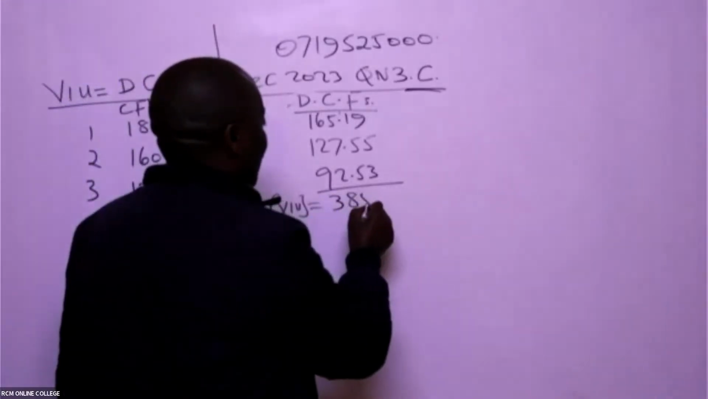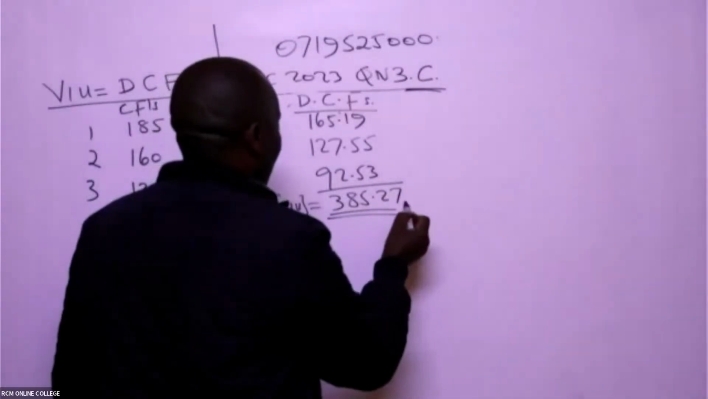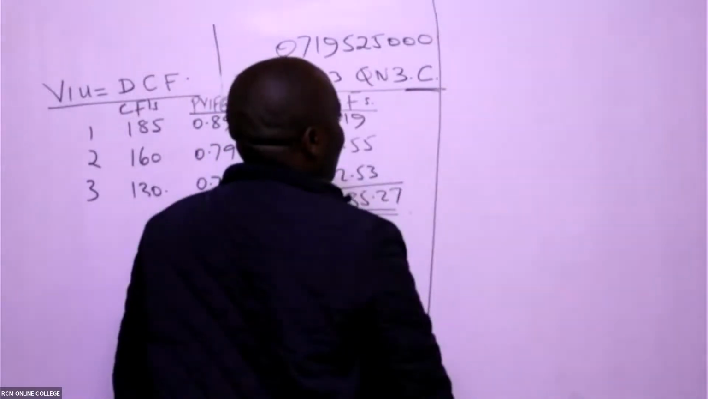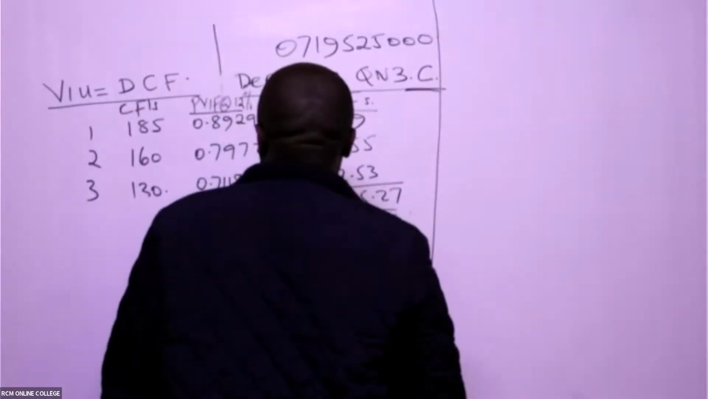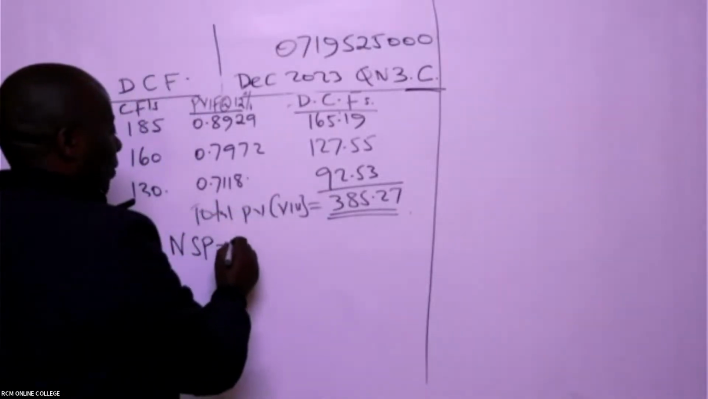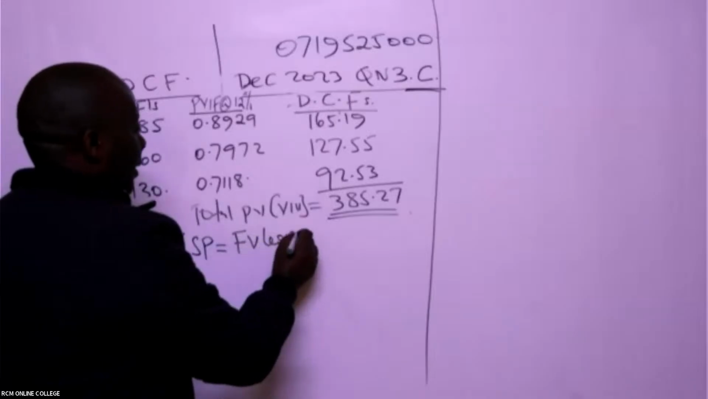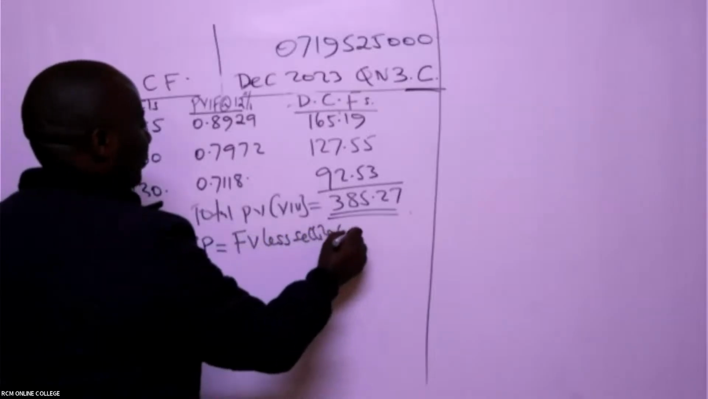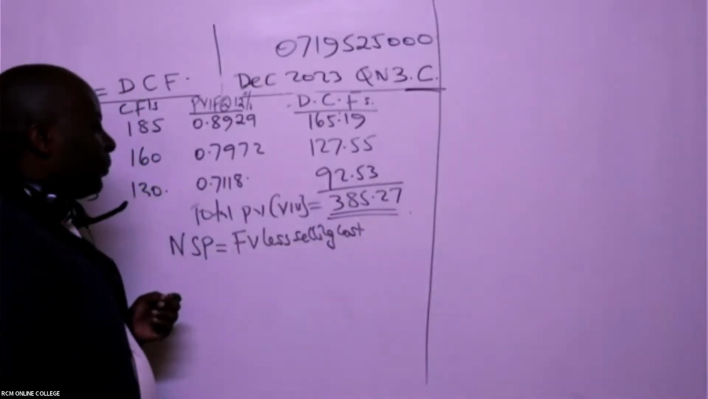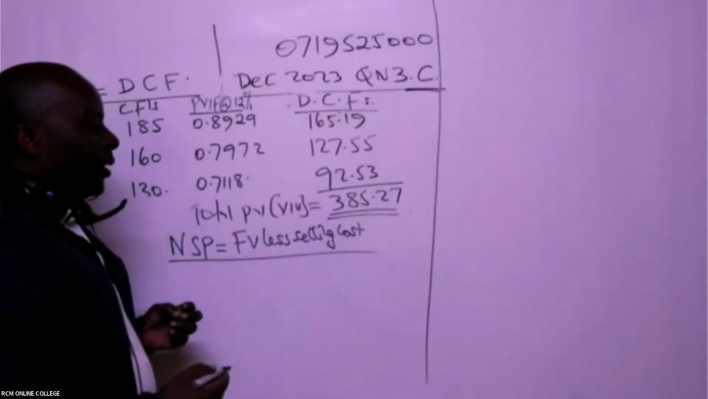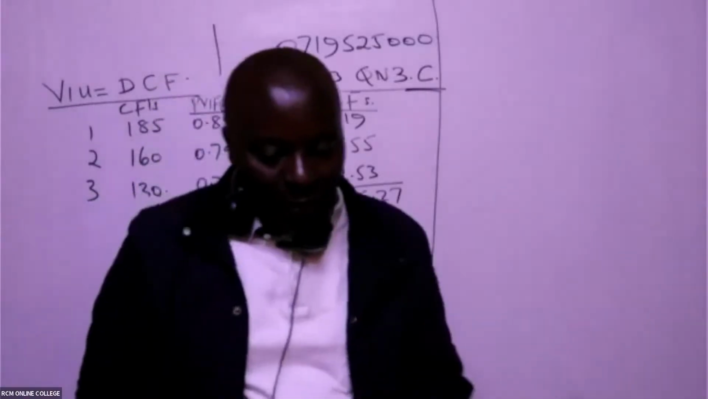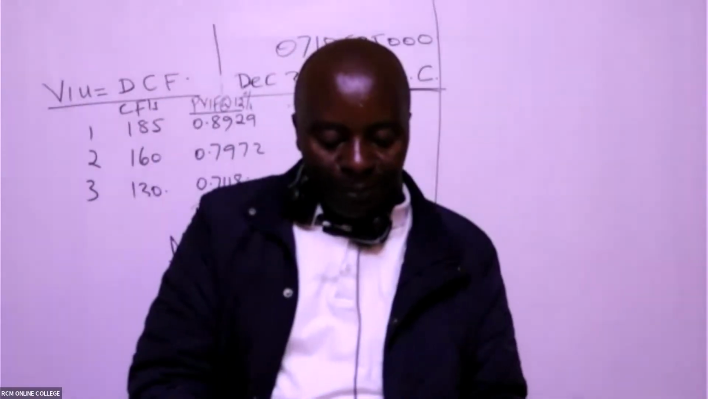$385.27, like that, as the value in use. Then, gentlemen, move forward here and calculate for us the net selling price, which is the same as fair value less selling costs. Less any selling costs. It is very important. Are you able to see this net selling price?